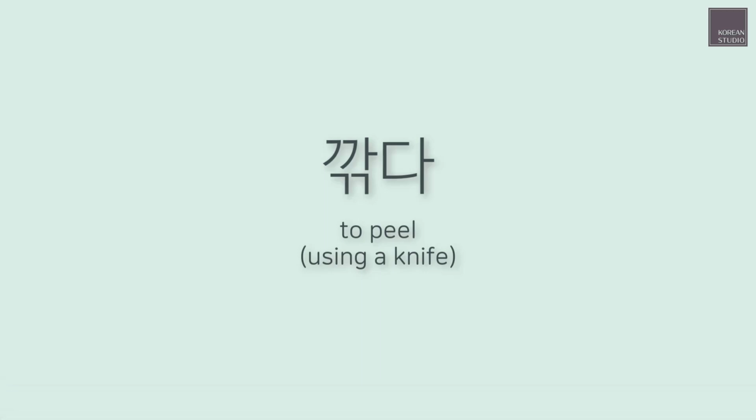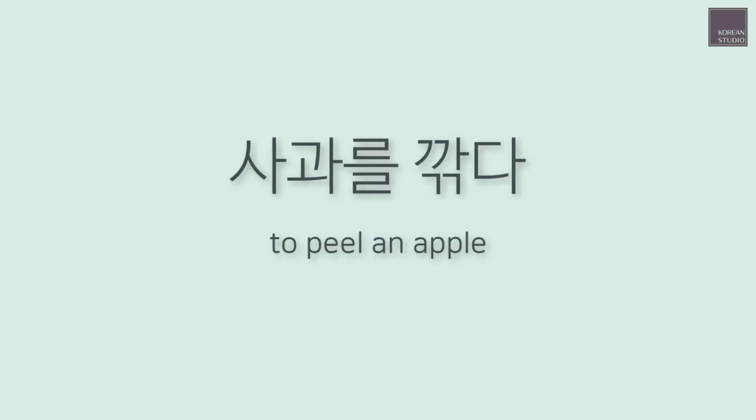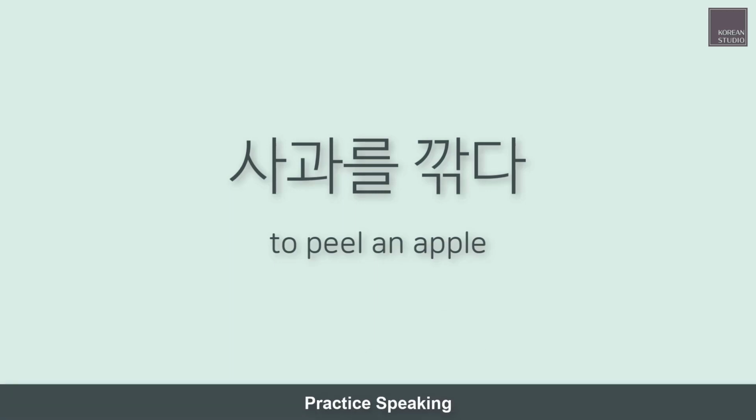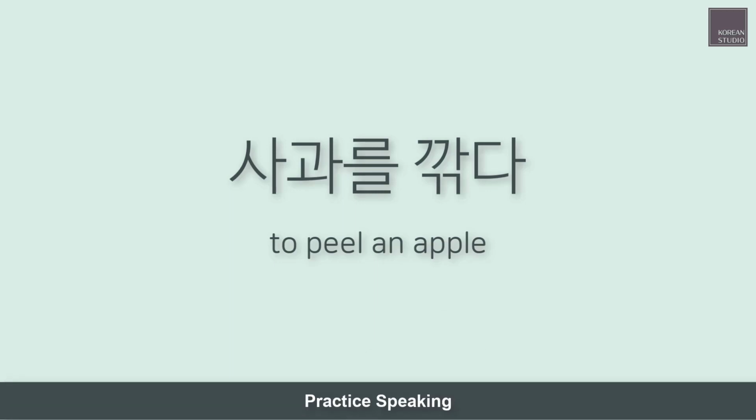Okay, now let's say peel an apple. 사과를 깎다. You can also say 사과 껍질을 깎다, but it's more common to say 사과를 깎다. Let's practice saying that. 사과를 깎다.